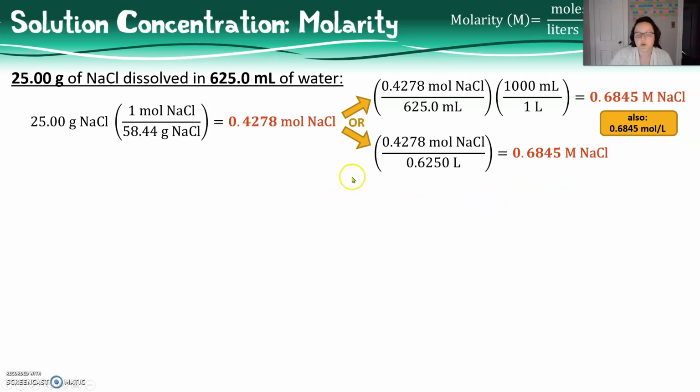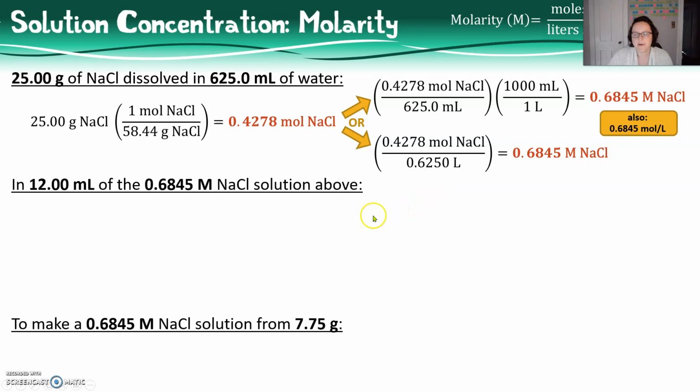Now, alternatively, you could convert the volume of the solution to liters before dividing, and this gives the same answer. So if you're comfortable converting from milliliters to liters in your head, you do not need to write out the conversion of 625 milliliters to 0.625 liters for a problem like this.